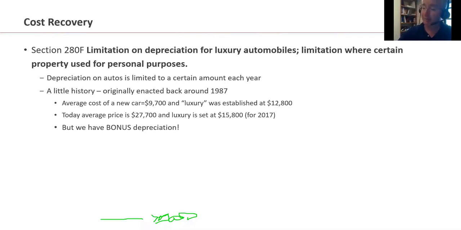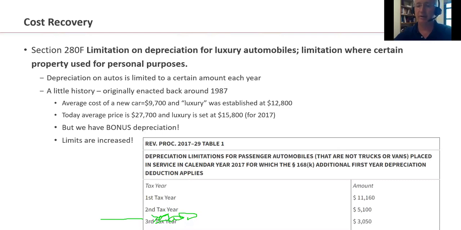But what happened is we had bonus depreciation. And so one of the ways they dealt with this temporarily is they said, hey, we're going to increase the limit. If you take bonus depreciation, we're going to increase the limit. So these are the 2017 limits that applied. And you can see that if you place something in service in 2017, in the first year, your limit was $11,160. That's how much depreciation you could take on that particular auto in year one. Then in year two, $5,100, then $3,050, and then every year thereafter, $1,875.